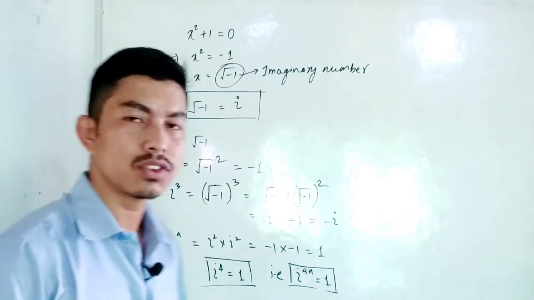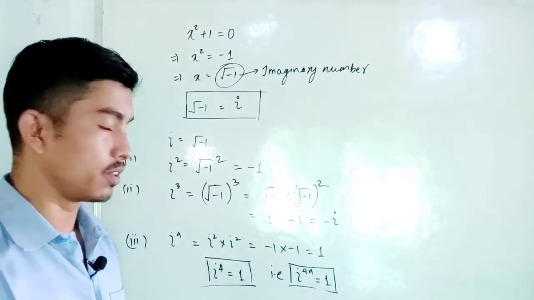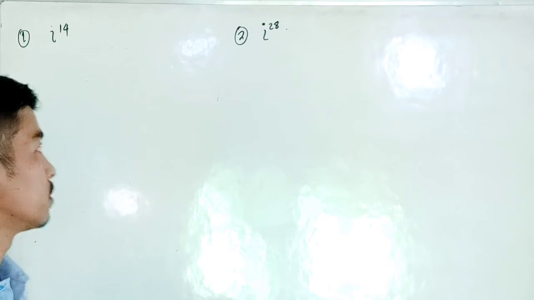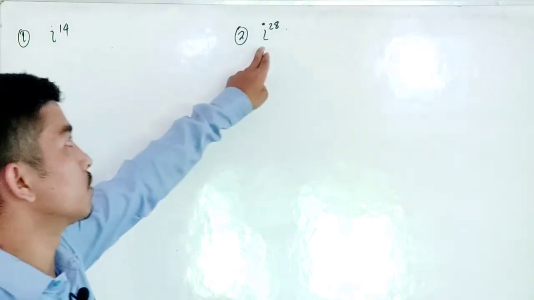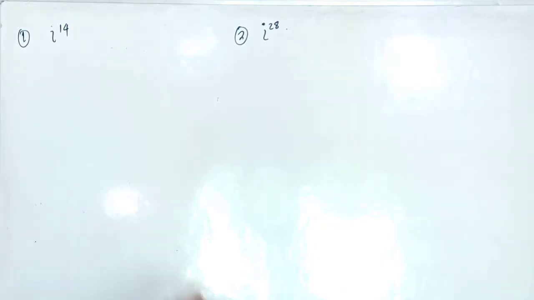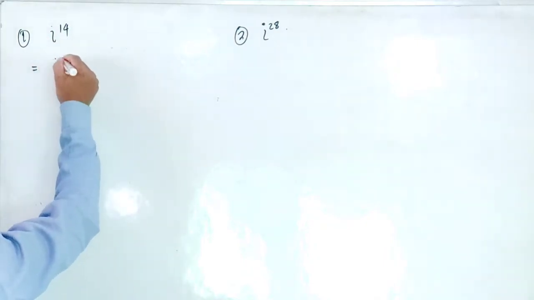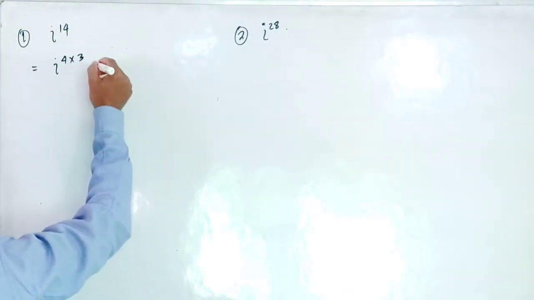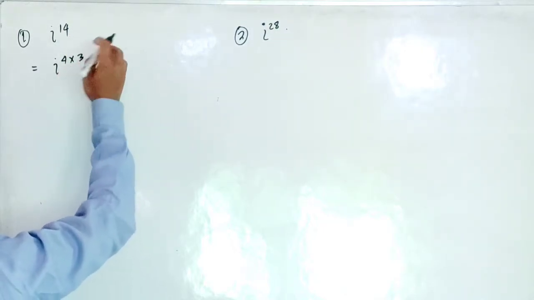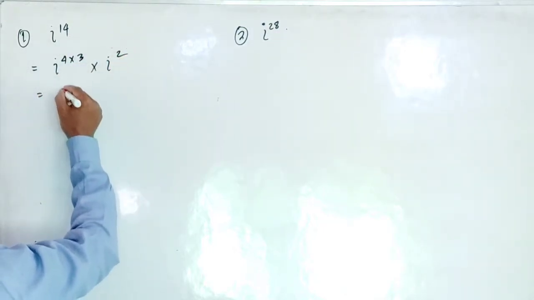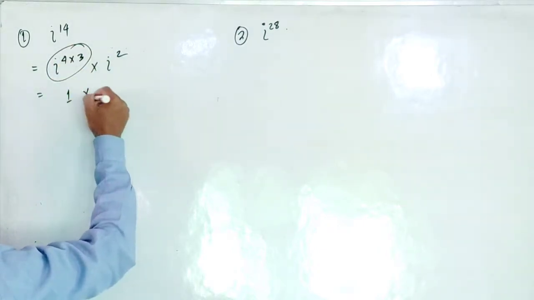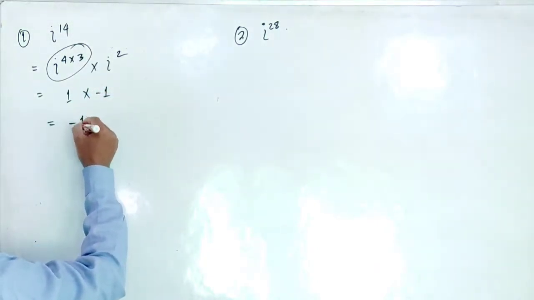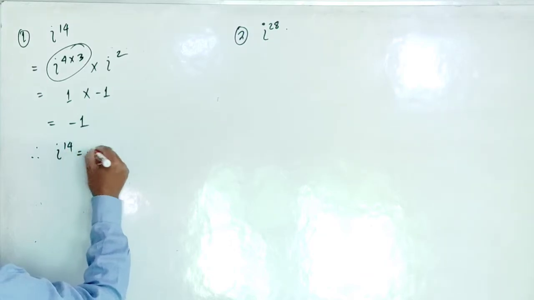Now the first exercise of your book is completely based on this expression, so let us try to solve a few of them from your textbook. Here I have two questions: to get the value of i to the power 14 and of i to the power 28. Let us break this into multiples of 4. I can write this as i to the power how much? 4 times 3 is 12, and into i to the power, how much is remaining? 4 threes are 12, 13, 14, so i square. This gives me i to the power of a multiple of 4, which is 1, into i square. We have the value i square is minus 1, so this gives me minus 1. Therefore i to the power 14 is equal to minus 1.